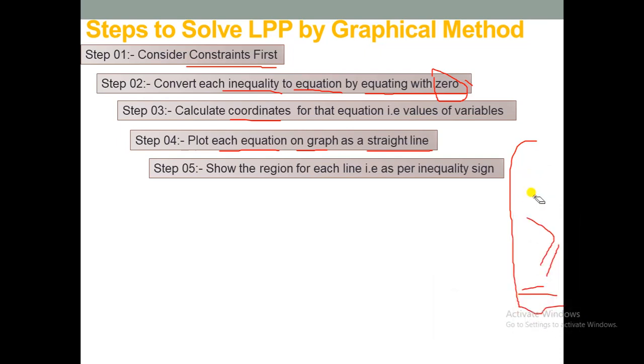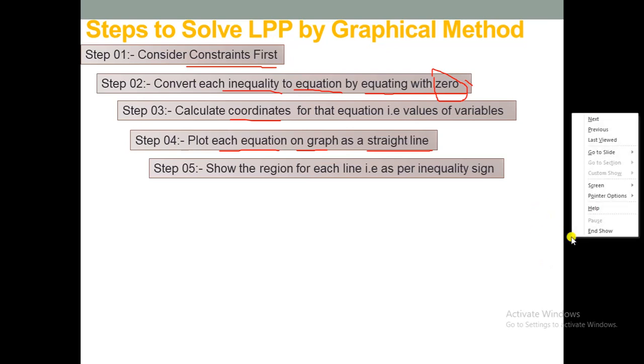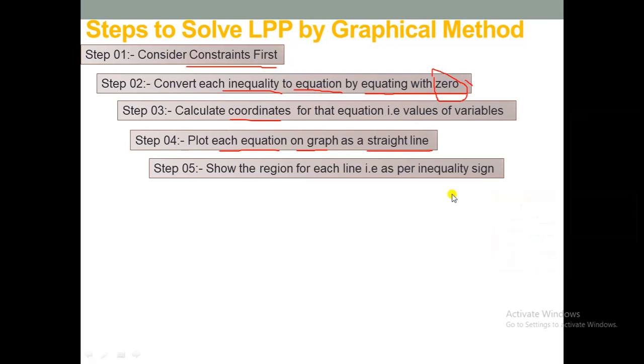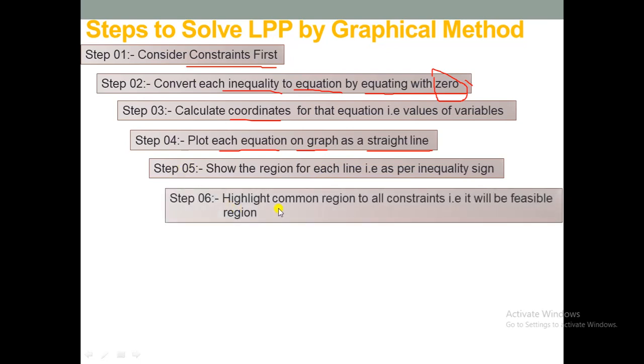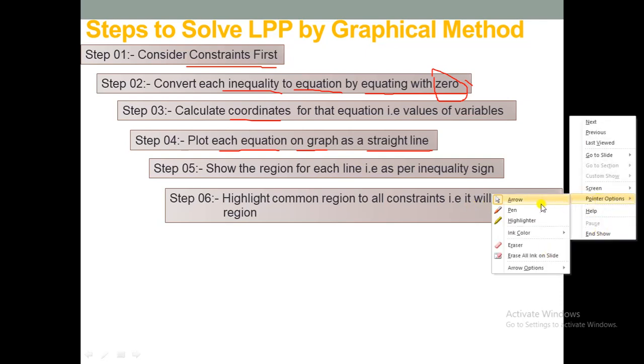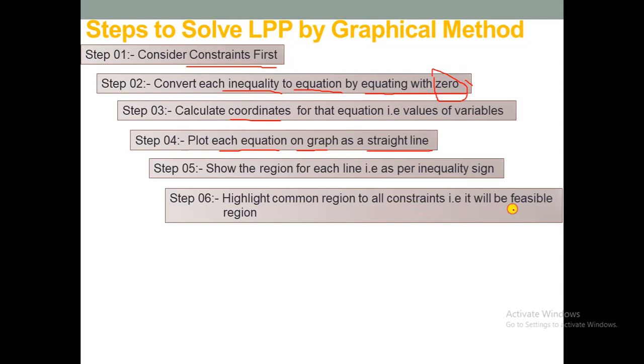So by using this constraint, actually these constraints are giving the limitation on the solution, and by using these constraints we are going to get the particular region. Now step 6 is to highlight the common region to all constraints, that is, the feasible region. Now this is going to be the next step, to get the feasible region. And what is the feasible region? Feasible region is the common region to all the constraints.